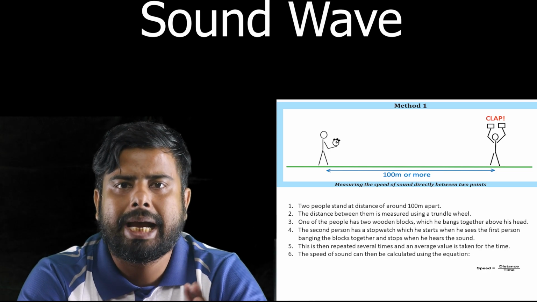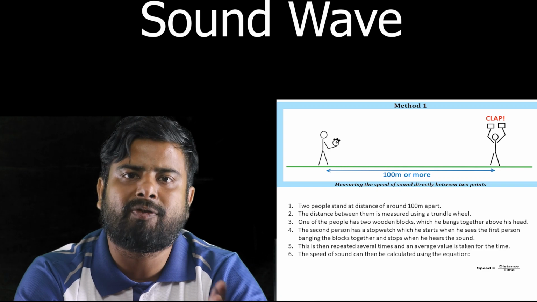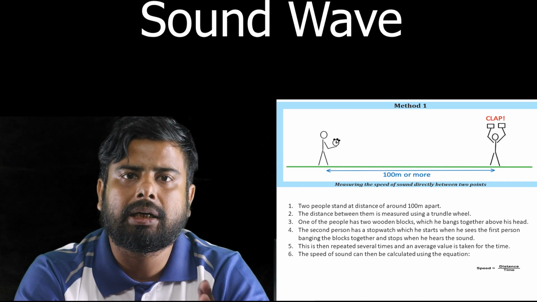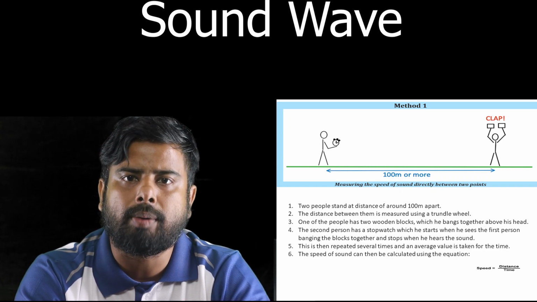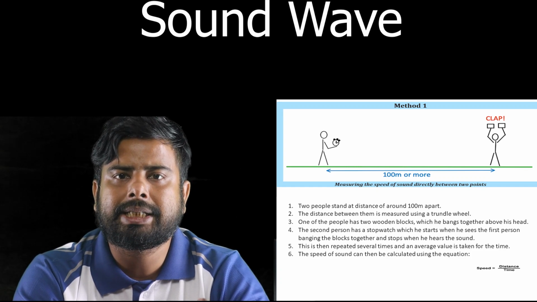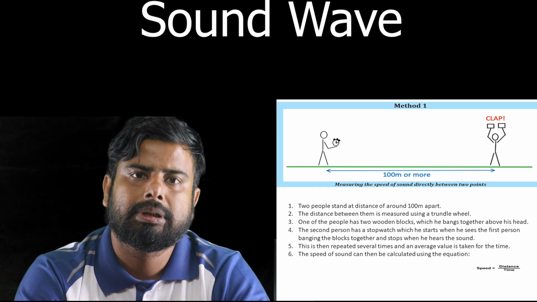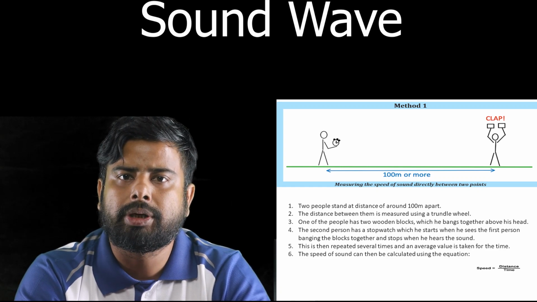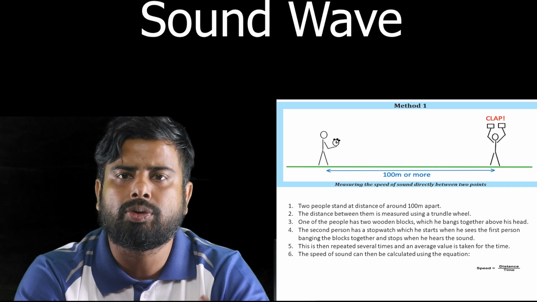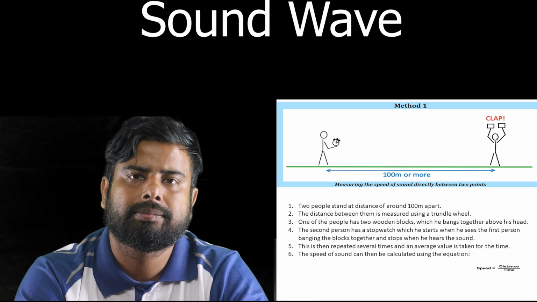The second person has a stopwatch which he starts when he sees the first person banging the blocks together and stops when he hears the sound. This is then repeated several times and an average value is taken for the time. The speed of sound can be calculated using the equation speed equals distance traveled by the sound divided by time taken.